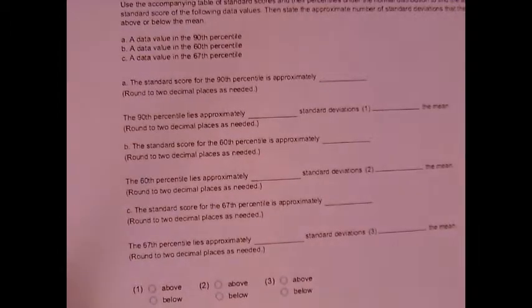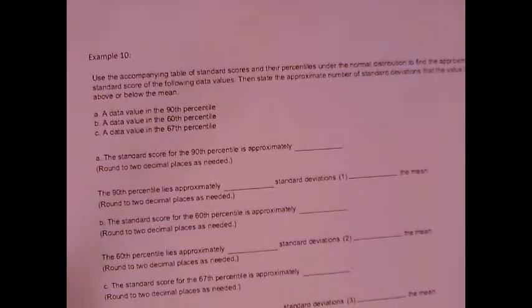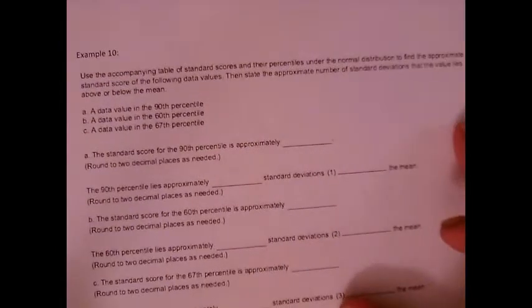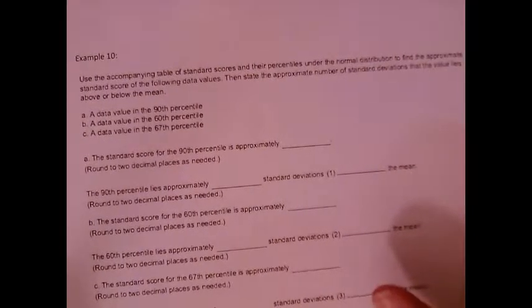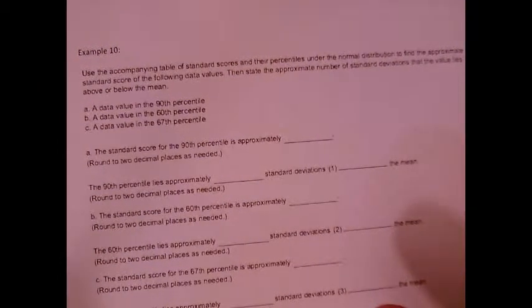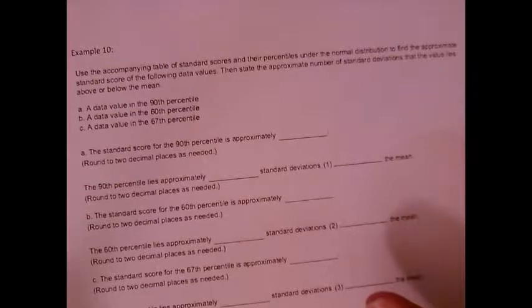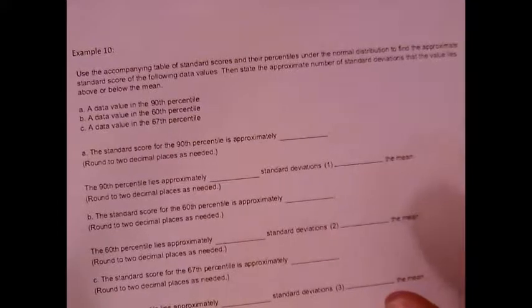Okay, and then the final example in this video also deals with percentiles, but here they're giving you the percentile. You'll have to find out what the standard score is going to be. So here you're going to be reading the table backwards. And you're going to find that you're not going to get the exact value here. You're going to have to pick one that's closest to it. Like in this one, you're going to use the accompanying table of standard scores and their percentiles under the normal distribution to find the approximate standard score of the following data values. Then state the approximate number of standard deviations that the value lies above or below the mean.